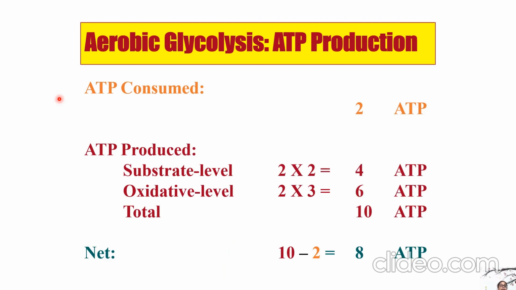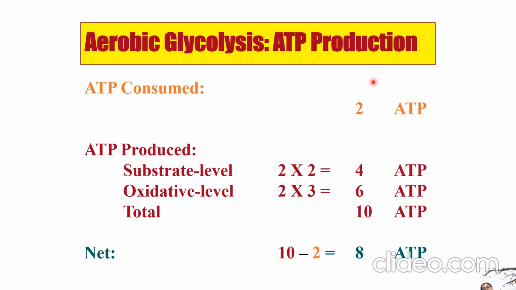And we talk about aerobic glycolysis and ATP production. The ATP consumed in the entire process will be 2. ATP produced at substrate level phosphorylation: 2 ATP are produced, but there are 2 steps, so 2 into 2, 4. For the oxidative level, there are 3 steps, but 2 ATP produced in each step, so 6 ATPs. The total will be 10 ATPs.